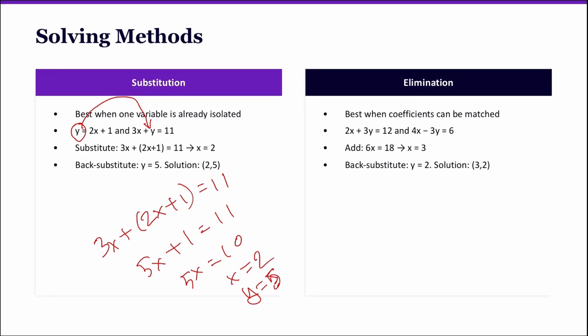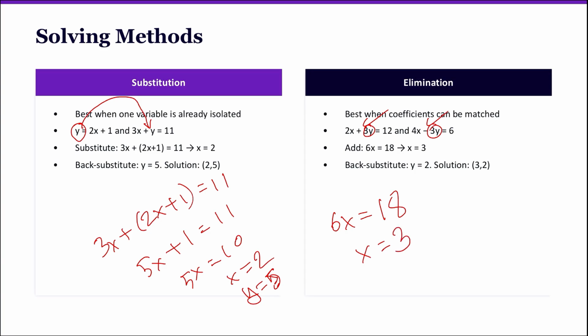The other method is elimination, and that's usually when you can somehow match the coefficients. Sometimes two equations have at least one variable that has the same coefficient. For example, here you have plus 3y and minus 3y. So both of them have 3 with opposite signs. So what you can do is add them, and if you add them, then this plus 3y and this minus 3y cancel out perfectly, and you end up with 6x is equal to 18 or x is equal to 3.